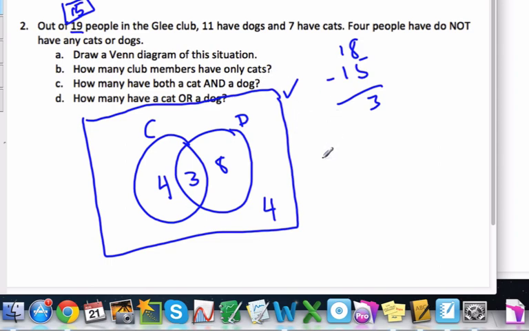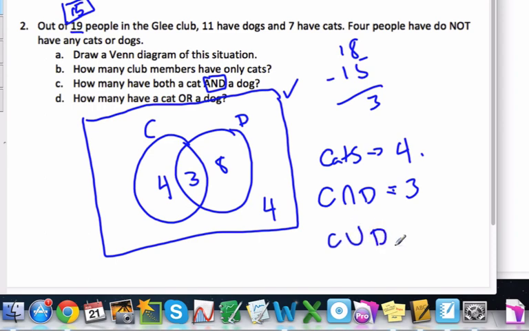So now, B part, how about only cats? Only cats, there are 4 members. How many have both a cat and a dog? Well, these people here have both. There's 3 of those. And finally, how many people have a cat or, this symbol means or, a dog. That means union. It could be a cat, a dog, or both. So this is cat people, dog people, so 12, plus the cat and the dog people is 15 in total. So that is 15 in total.